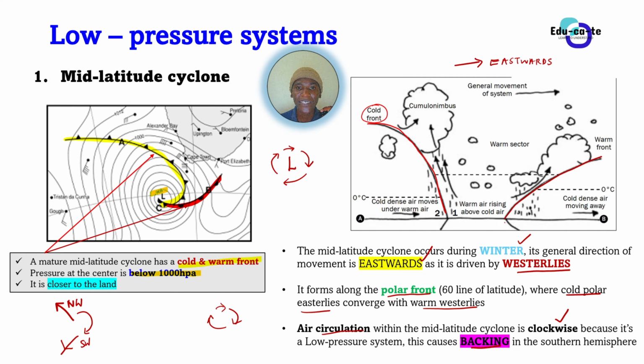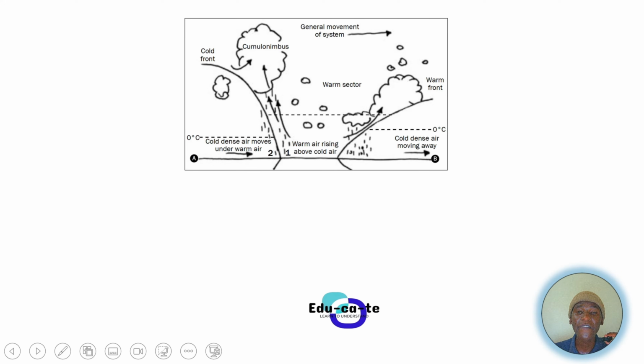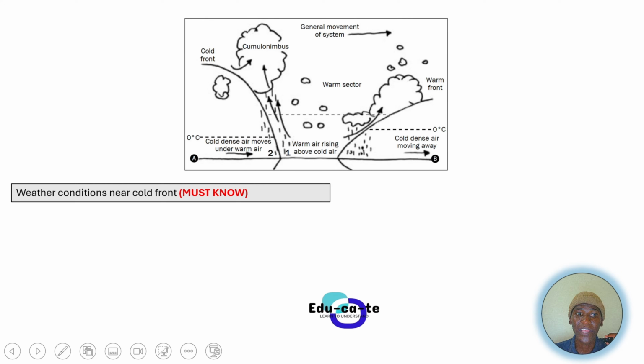So it basically means that the wind is changing direction. What causes backing? It is because of this clockwise rotation of air within a mid-latitude cyclone. That is why the air changes direction in the southern hemisphere, and that is known as the backing of the wind. Most commonly when they give you a cross-sectional view, they want you to explain weather conditions. These ones are a must know, the weather conditions near the cold front, because most of the times when they ask about weather conditions, they say cold front. They don't really say mid-latitude cyclone.